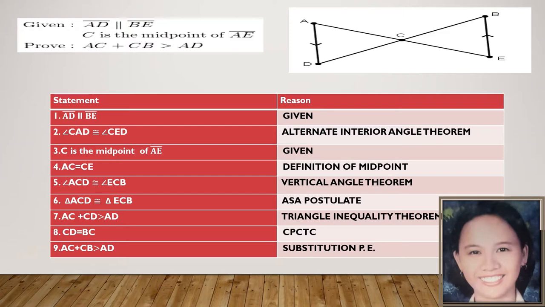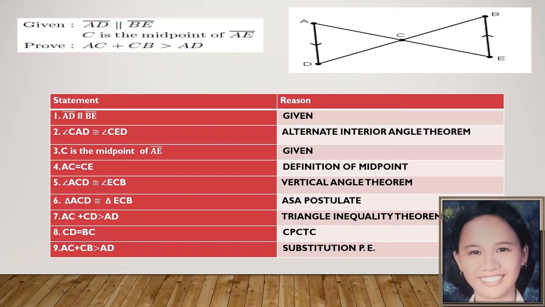Number three, C is the midpoint of segment AE. That is given. Now, since C is the midpoint, it therefore divides segment AE into two congruent segments. So we can say in number 4 that AC is equal to CE by definition of midpoint. Now in the figure, angle ACD and angle BCE are vertical angles. That's why in number 5, they are congruent by vertical angle theorem.